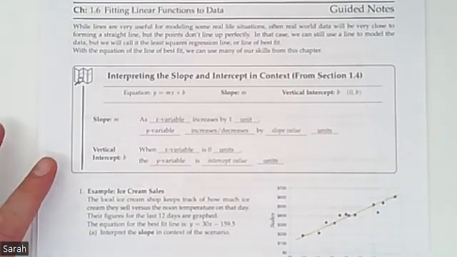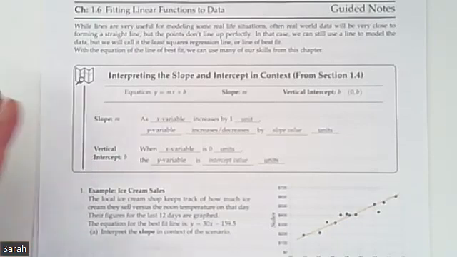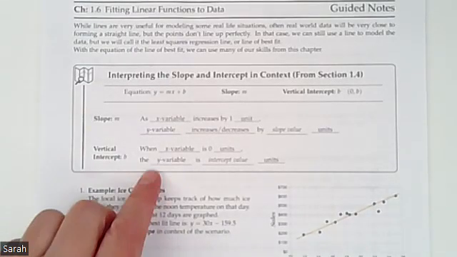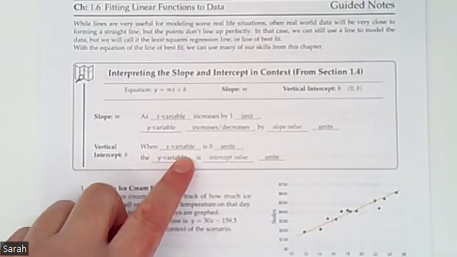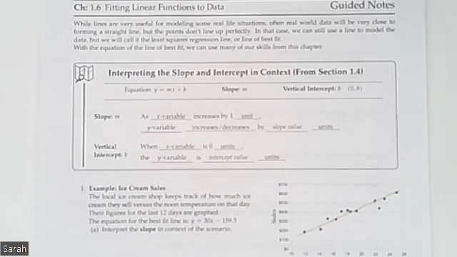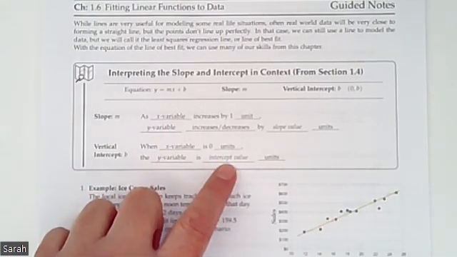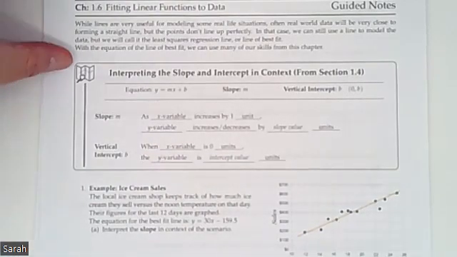Somewhat similarly, we have the vertical or y-intercept, and that happens when our x variable is equal to 0, so we're sitting right on the y-axis. So we'll say when our x variable is 0 units, and we'll replace that with whatever the story is about, then our y variable is, and then we'll put our intercept value in here with its units.